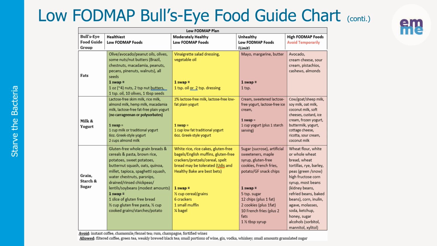And then in the dark red section, we have sugar. You might see that on a food label as sucrose. Artificial sweeteners, problematic for the gut all around. Maple syrup, gluten-free cookies, French fries, potato chips, or gluten-free snack chips. So these foods just aren't healthy. We're really trying to get our gut healed.